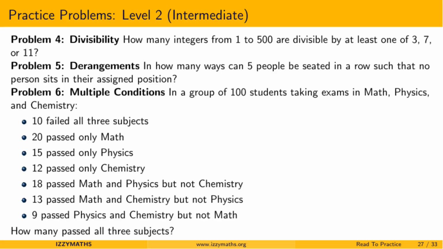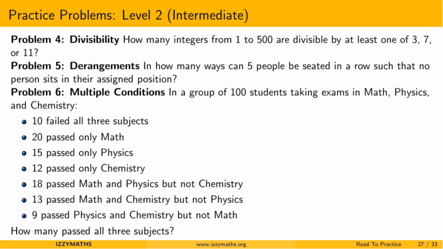Problem 5. In how many ways can 5 people be seated in a row such that no person sits in their assigned position? Use the derangement formula we derived. Problem 6 presents multiple conditions.